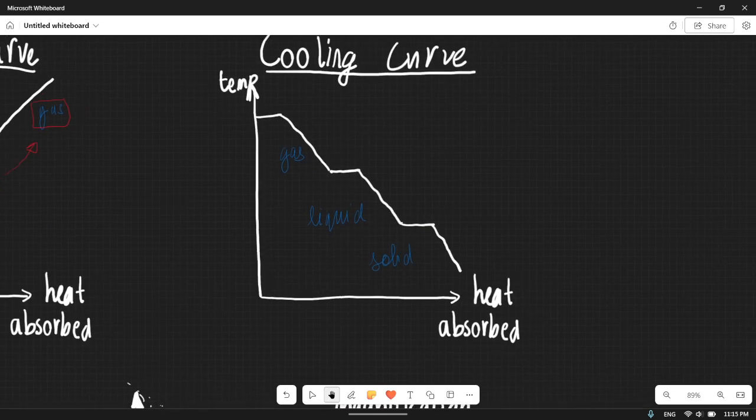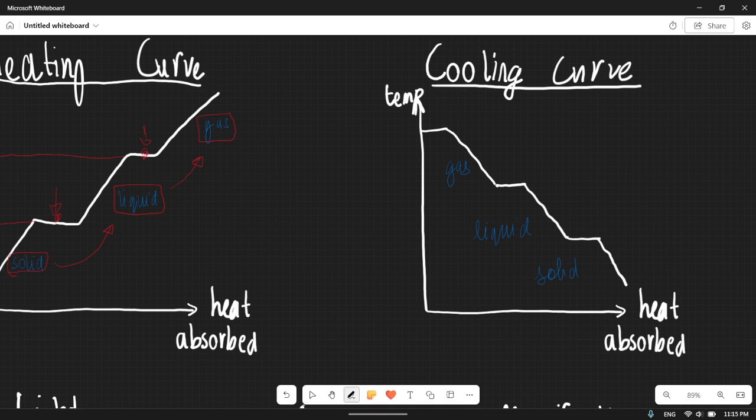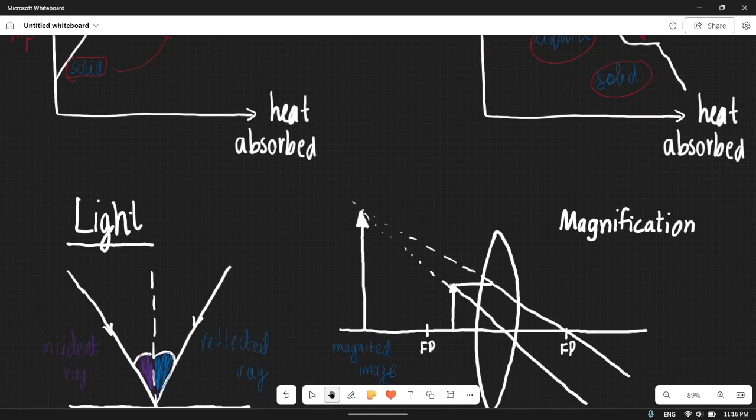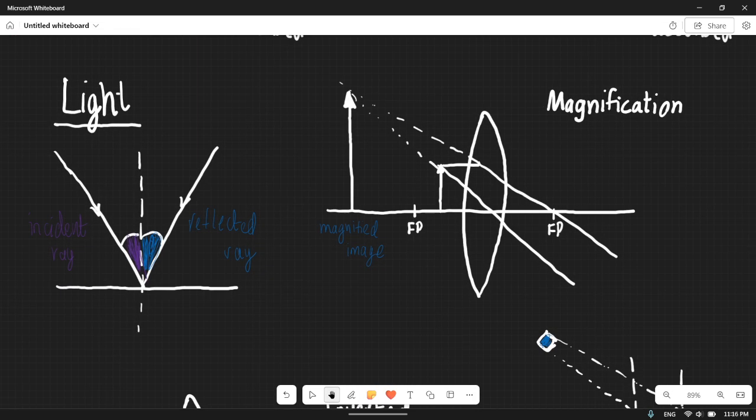Then when you come to the cooling curve, it's just the opposite. Now instead of going up the stairs, we are coming down the stairs. It's still going to be a gas, still a liquid, and still a solid, but instead of going up like this, we are coming down like this. So if that is so, then this means that here will be condensation and here would be freezing, right? So that's that. Then we move on to light.